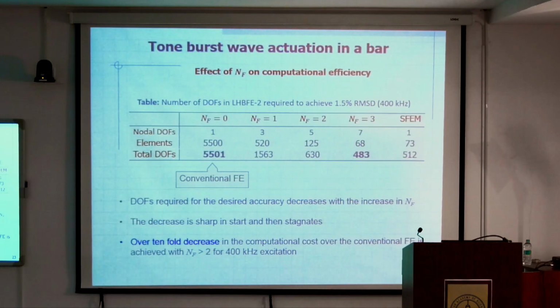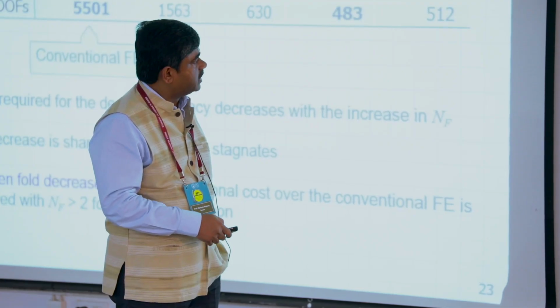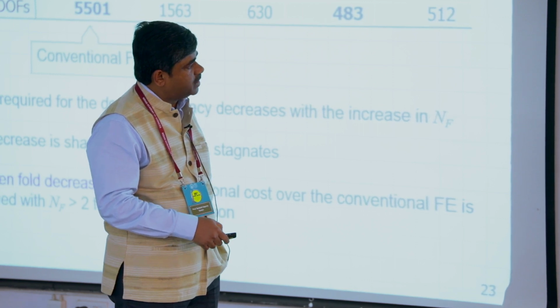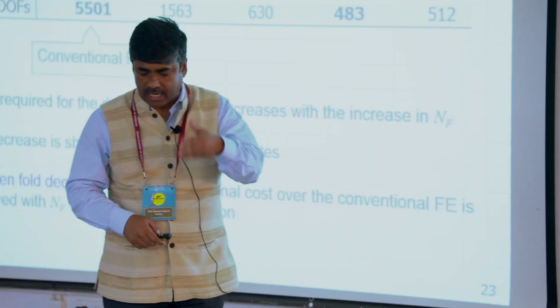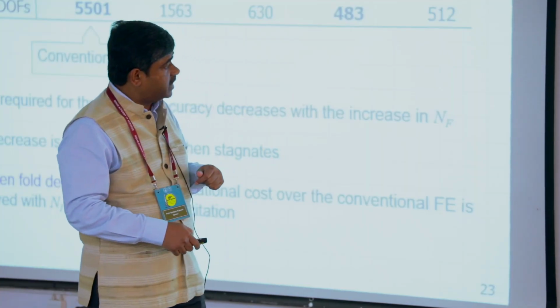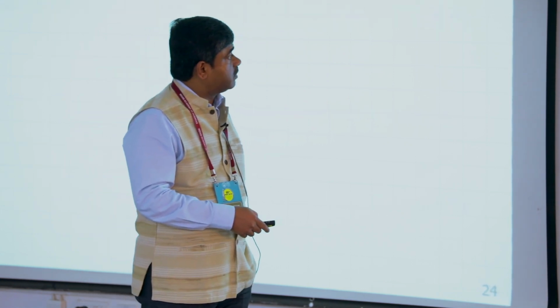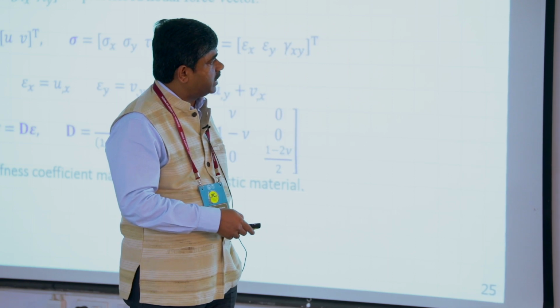In terms of computational efficiency, what we are showing here is that we can reduce the degrees of freedom by one-tenth by taking the higher order terms, and it still gives a similar kind of accuracy. So therefore, there are different applications, and this tries to show that it happens.